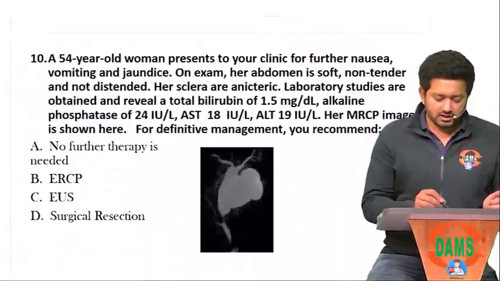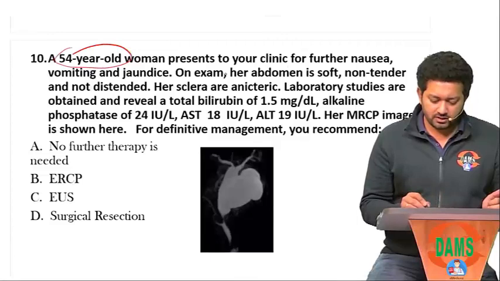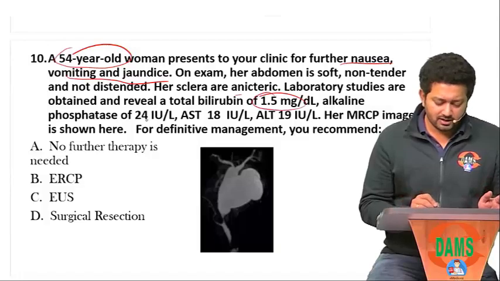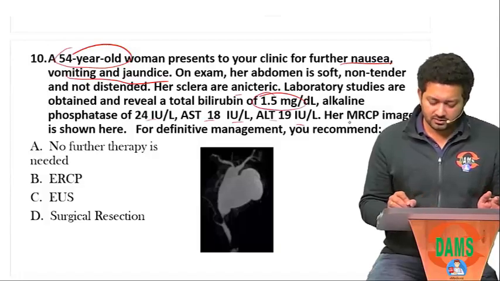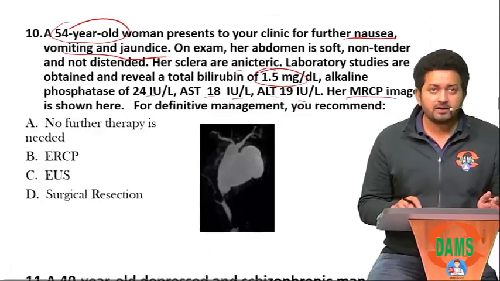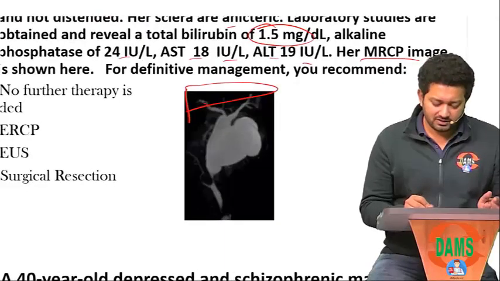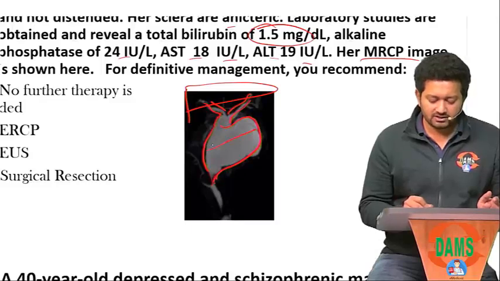Next question, a 54-year-old female, nausea, vomiting, jaundice, abdomen is fine, sclera is also fine, bilirubin is borderline, alkaline phosphatase is okay, everything is okay, MRCP is shown here. So you can see the MRCP image. Consider this as liver, this is the right hepatic duct, this is the left hepatic duct, common hepatic duct, and now you can see there is a huge dilatation in this CBD.